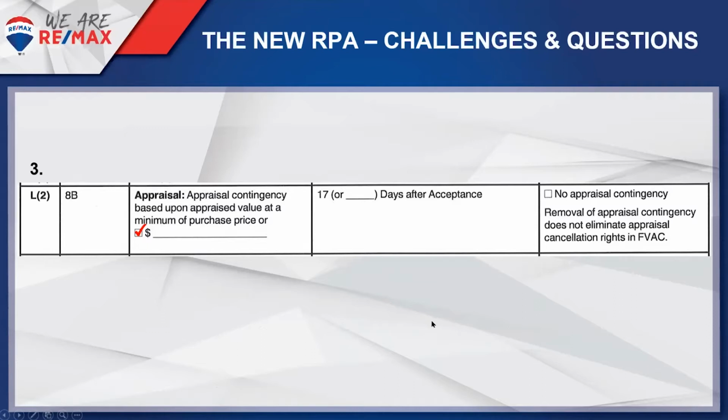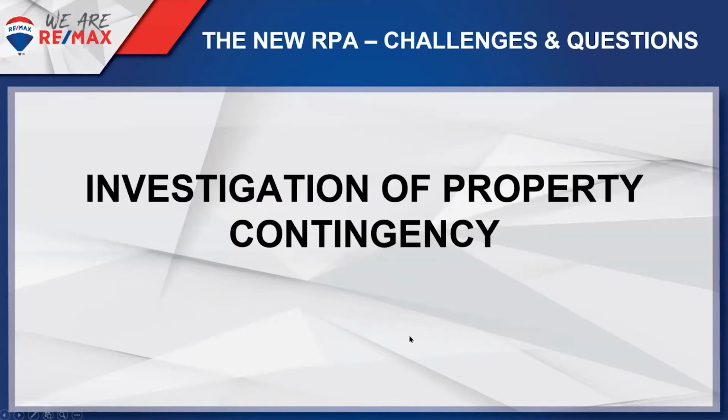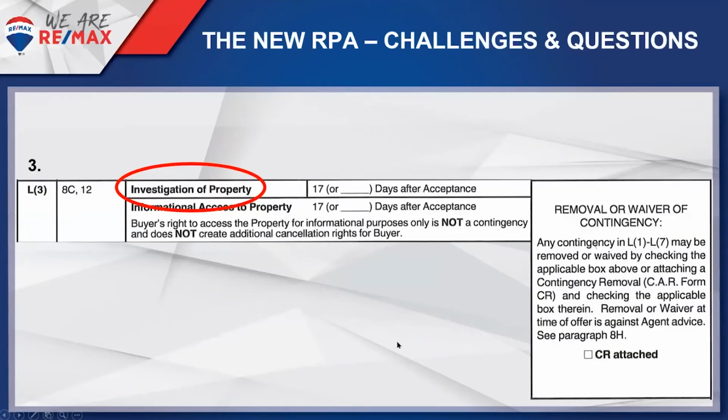Excellent. Okay. All right. That was good. Thank you. Okay. And now let's move on to the investigation of property contingency. And that is a specific contingency contained within the RPA. And a lot of times people mix that up as the physical inspection contingency. There is no listed physical inspection contingency.